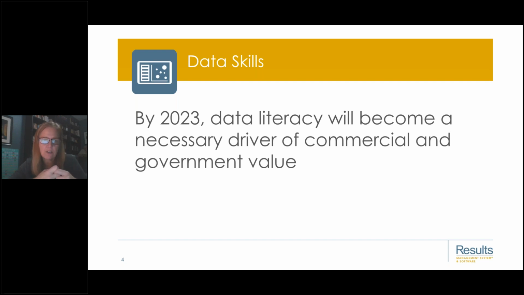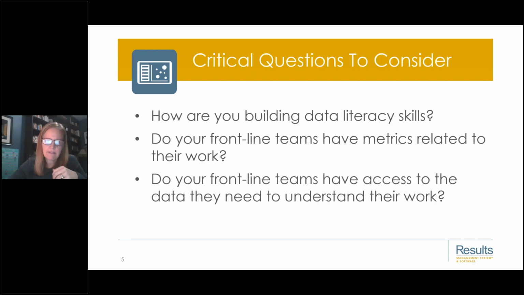There's a lot of research that shows that in the next few years, this will be a critical and necessary success driver, really focusing on data literacy of your staff. So let's pause and really reflect on that. If you're a manager or supervisor, what are you doing to help your team? If you're a division leader, if you're running a process improvement area, right? What are the things you can do to help build data literacy?